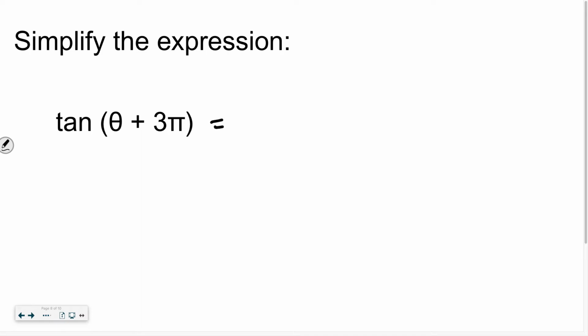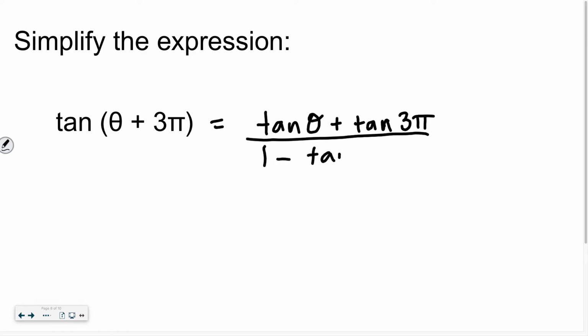In the numerator, I'm supposed to do the tangent of u, plus or minus. Plus. Keep the same sign in the numerator. So this will be tangent of theta plus the tangent of 3 pi. And in the denominator, if you flip back to that formula, it says 1 minus plus. So in this case, we're going to do 1 minus, and then you're taking the other two tangents and multiplying them. So you have to multiply these two tangents before you subtract from 1 if you're following order of operations.